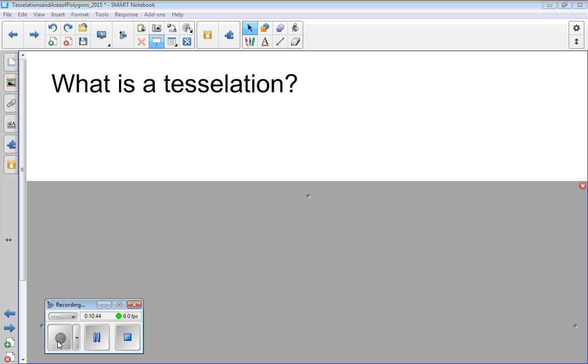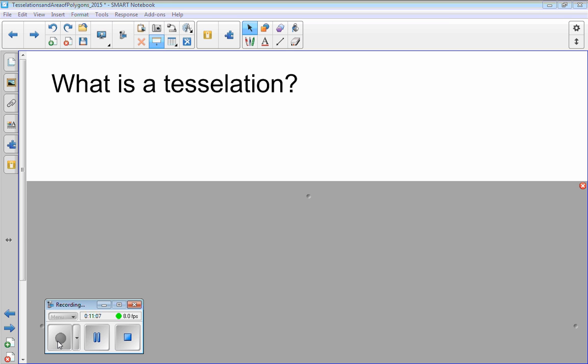So let's decide what a tessellation is. There is symmetry within tessellations, absolutely, and we'll talk more about that in the upcoming weeks. But what is a tessellation? Look at the tile floor. What makes it a tessellation? The shapes fit together. Perfect. And how do they fit together? Are there any gaps? No.